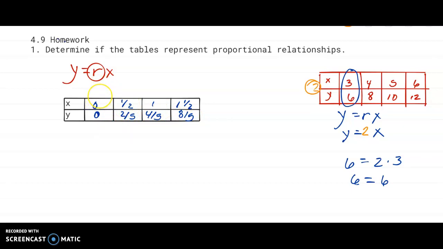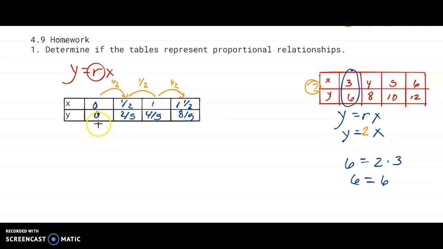So what I mean is, if I start at 0, to move here, I added 1/2. So it was 0 plus 1/2 equals 1/2. Then if I start here and move here, did I add 1/2 again to equal 1? Well, yes, 1/2 plus 1/2 is 1. And then did I do it again here? 1 plus 1/2 equals 1 and 1/2. So these numbers are increasing equally. They're increasing by 1/2 each time.